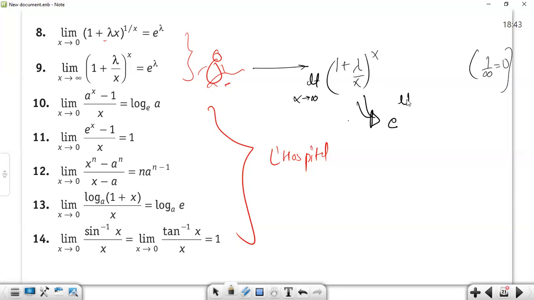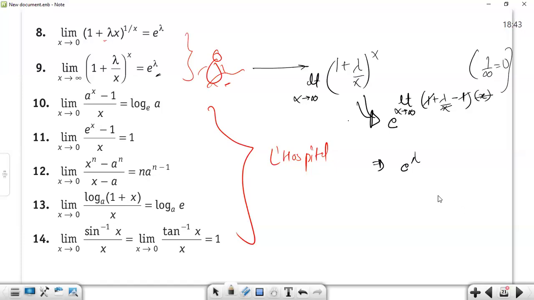So e raised to limit x tending to infinity, and we will write the f of x, which is the tree. Then we will subtract 1 from the tree, and we will multiply with the monkey. So here we can see 1 minus 1 becomes 0. Then we can cancel x. So it comes out to be e raised to power lambda, which is our answer. So is that clear?